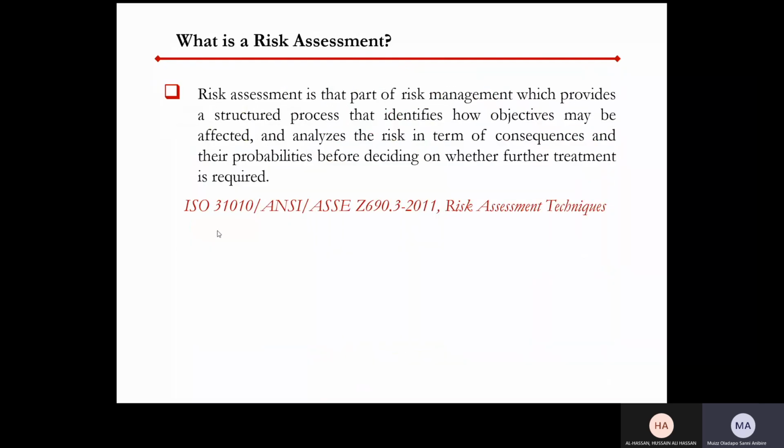So this brings us to the question, what is a risk assessment? What do you call a risk assessment? Risk assessment is a part of risk management. When you say it's part of risk management, it means risk management is the bigger umbrella. You have risk management, okay?